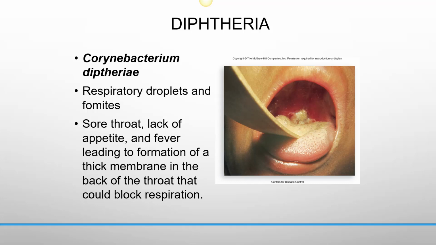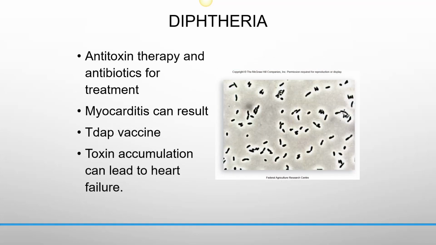So antitoxin therapy is considered in some cases, but also antibiotics. So antitoxin, again, therapy and antibiotics for treatment. Myocarditis can result, so that's inflammation of the muscle tissue of the heart. The Tdap vaccine and DTaP is effective in preventing this, but the toxin accumulation can lead to heart failure, so it's important to diagnose the infection and go from there.